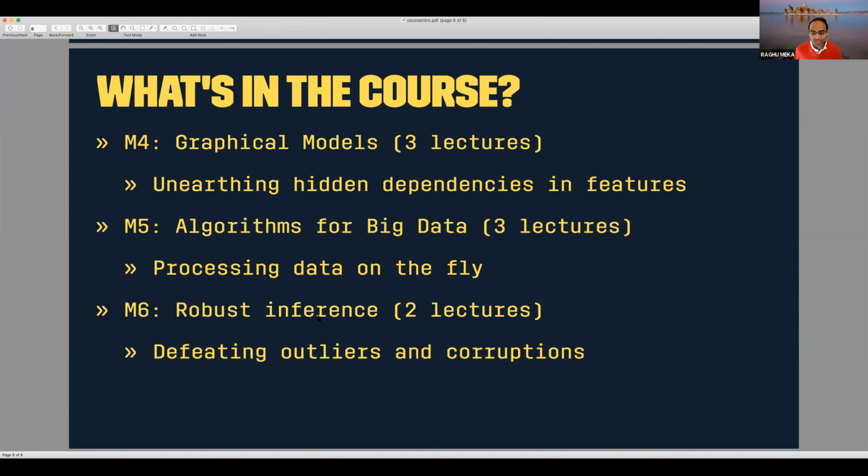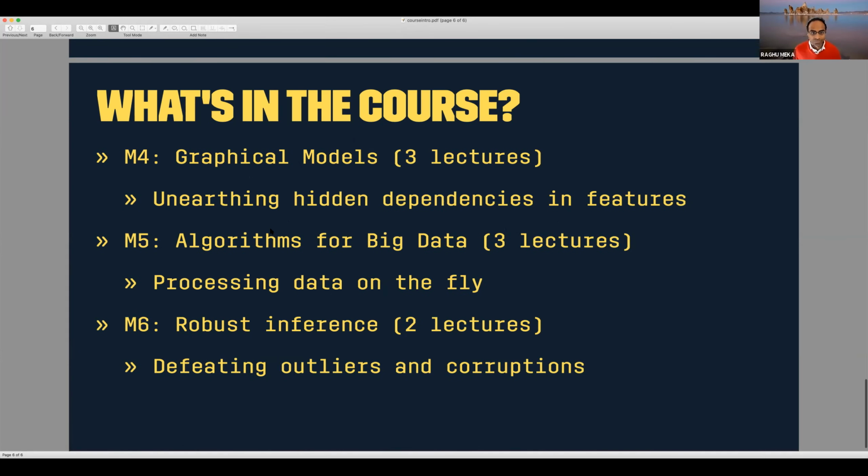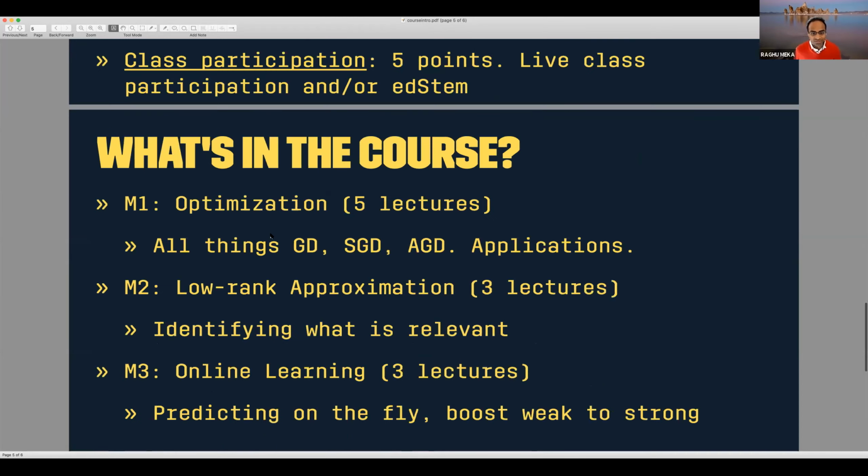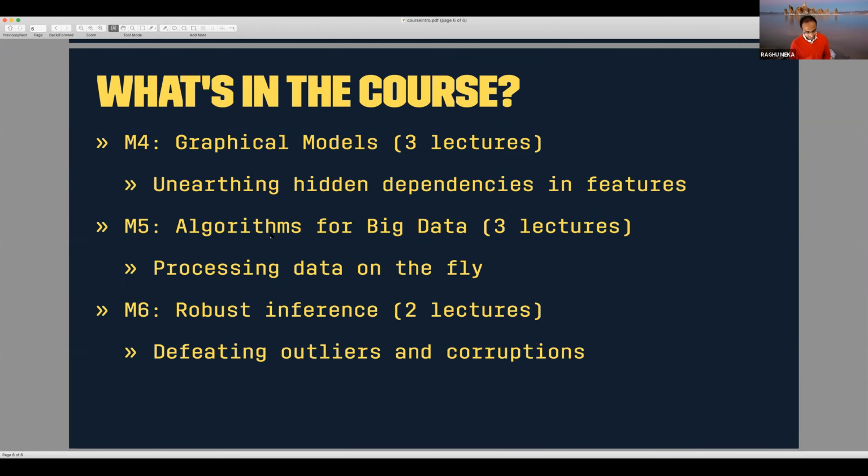Okay, so that's the rough plan for what this course is about. Module 4 and module 6, I'd say, are probably the topics that are most current. And module 5 is a classical topic from the computer science algorithms literature, but I think it's getting more and more important in machine learning as well. So that's the rough outline of what the course is about and the structure of the lectures.